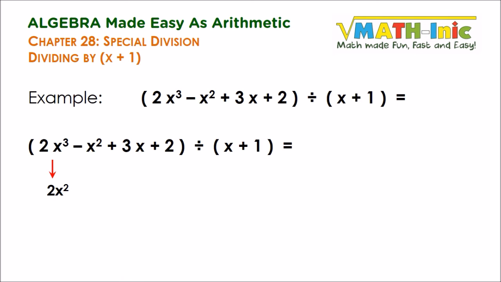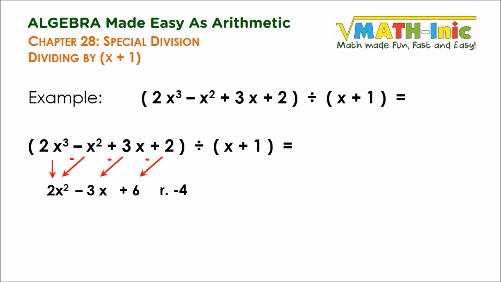And then we subtract. Negative 1 minus 2 is equal to negative 3. 3 minus negative 3 is positive 6. 2 minus 6, the last difference would be the remainder. 2 minus 6 is negative 4, so its remainder is negative 4.